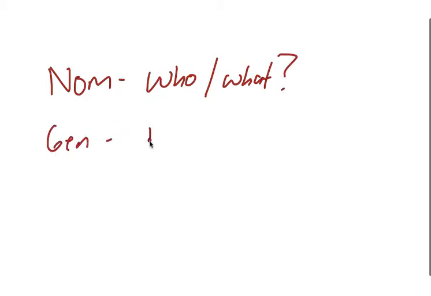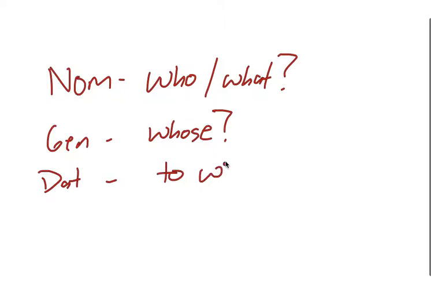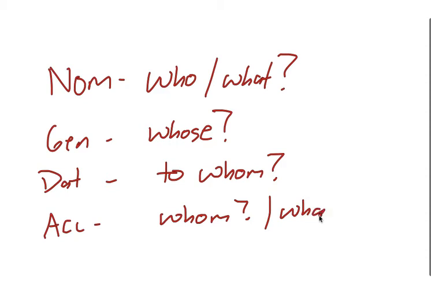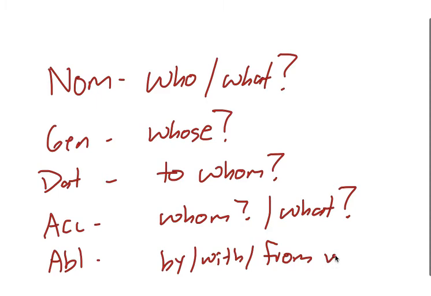So nominative, right? Who or what? Okay, genitive, whose. Dative, to whom or for whom. Accusative, whom or what, if it's a thing, if it's neuter. And then ablative, by, with, from, whom, or what.